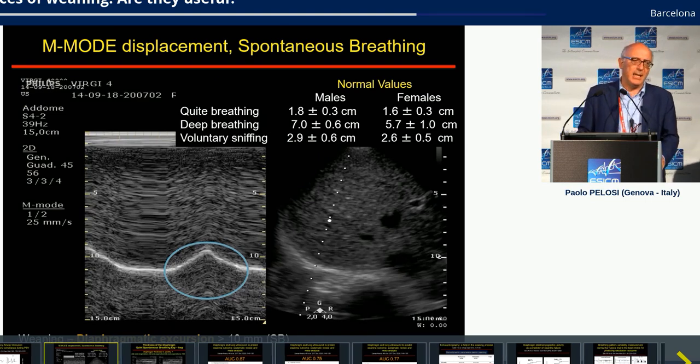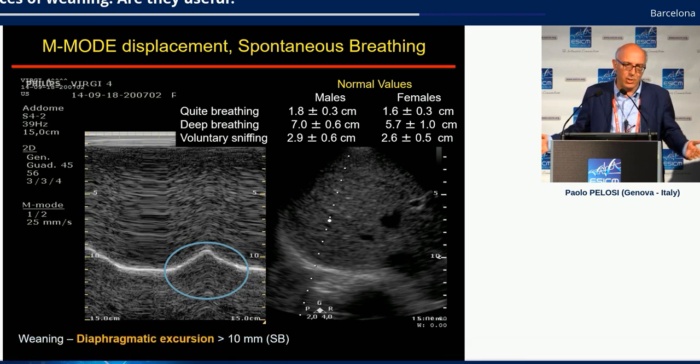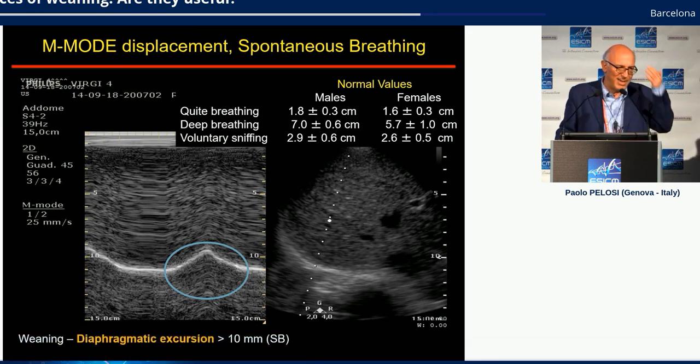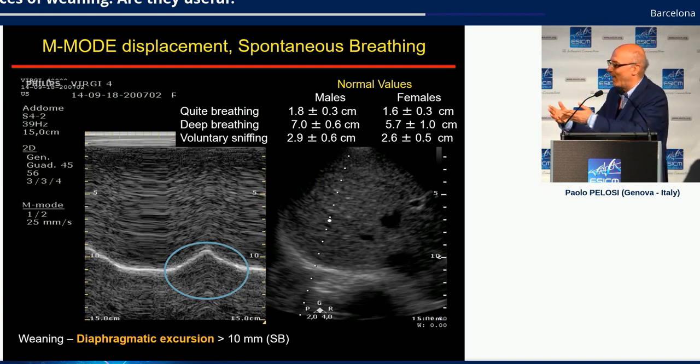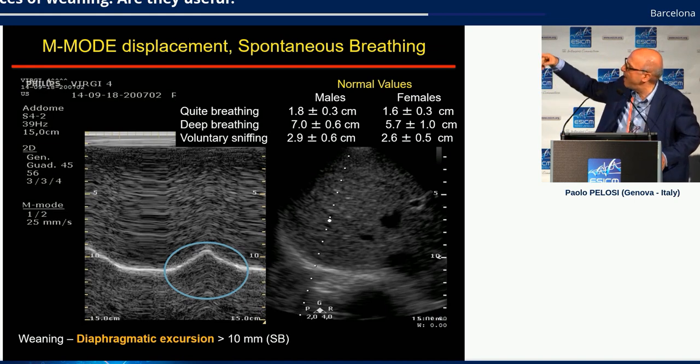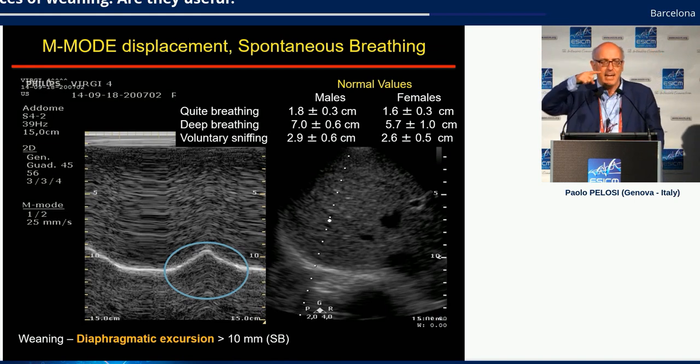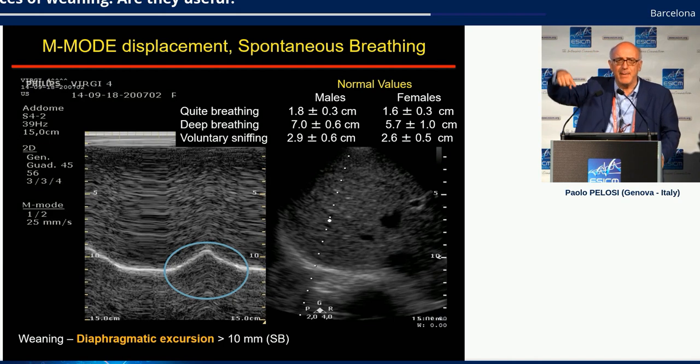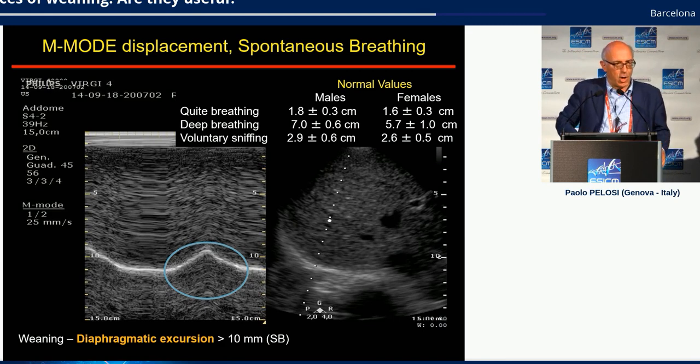Another possibility is to use echo. Echo is becoming very popular in the ICU. We introduced it many years ago in our unit, and now everyone is using echo, sometimes too much. So we look at the echo and we don't look at the patient. But echo is very useful. This is an example of when you see the displacement of the diaphragm. You see on the right, this can be taken here on the subcostal line.